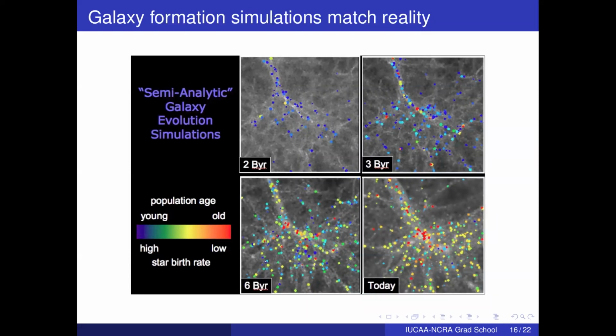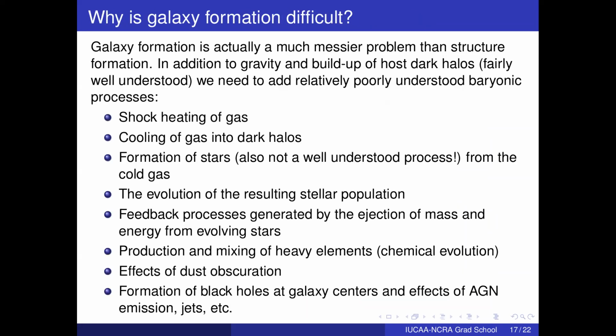So this is something we've seen already. The semi-analytic galaxy evolution simulations, semi-analytic models, as well as full-scale hydrodynamic simulations are now able to reproduce the observed universe quite well. Galaxy formation is obviously a much messier problem than structure formation, because we have to understand the relatively poorly understood baryonic processes. And there are many baryonic processes.